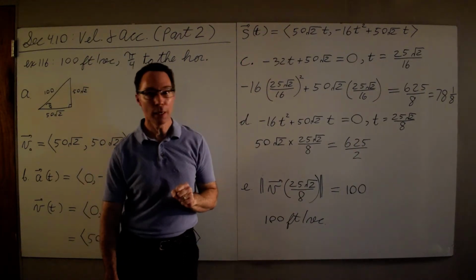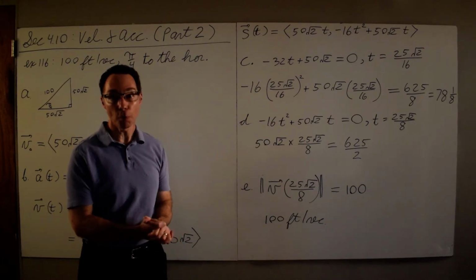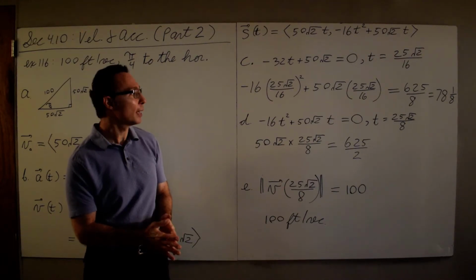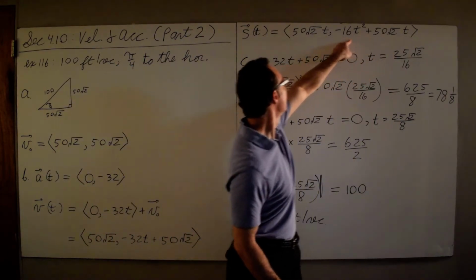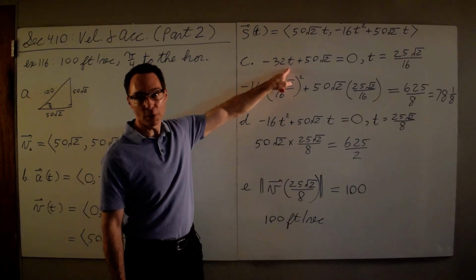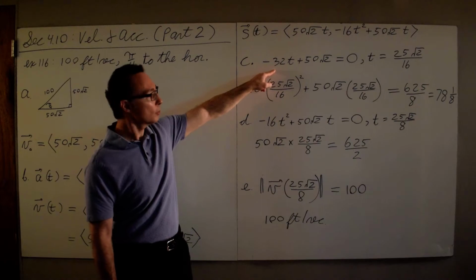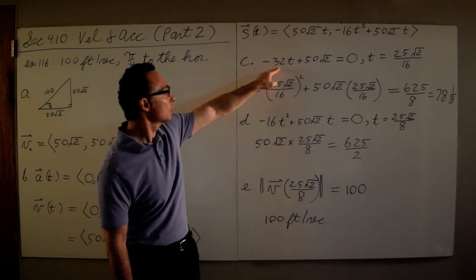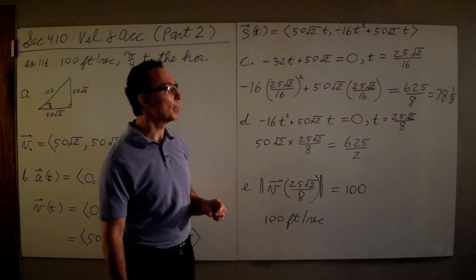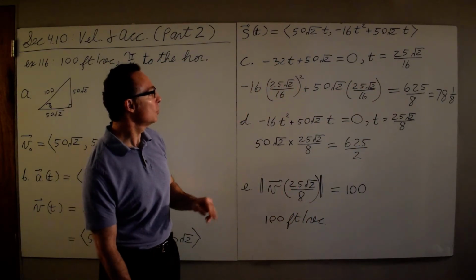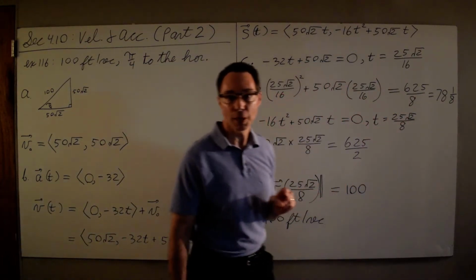For part C, we want to find the maximum height of the object. There are a couple of different ways to do this. I took the Calc 1 approach. You take your height function, calculate the derivative, set it equal to 0 to look for critical numbers. Our one critical number is a solution to this linear function, which is 25 square root of 2 divided by 16. Substitute that into the height function. That's our maximum height. That's one approach.